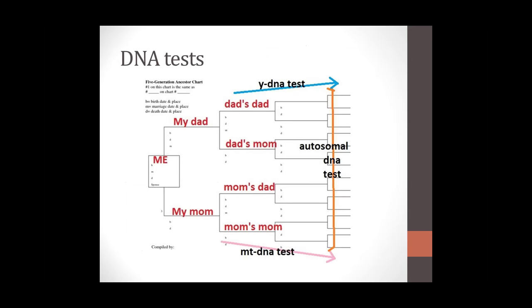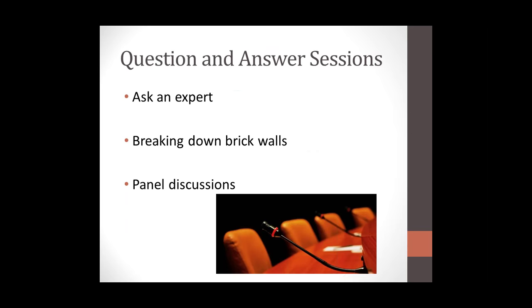We also learned about DNA testing and what it means to have a Y DNA test along your father's family line, a mitochondrial DNA test along your mother's family line, and then what the autosomal DNA test encompasses. So there are three major types of DNA testing, and we'll learn about that this year. And then we'll have some question and answer sessions where I hope that people will write in questions and then we'll talk about that.